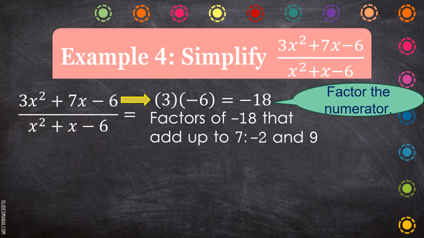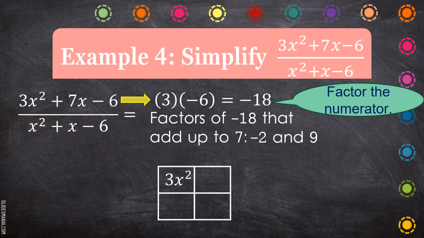And then using the grid method, we can now write the first term of the trinomial in the upper left-hand corner, the last term in the lower right-hand corner, and the factors we obtained in the diagonal corners. So we have negative 2x and 9x. And then, let's get the factors between the rows and columns.